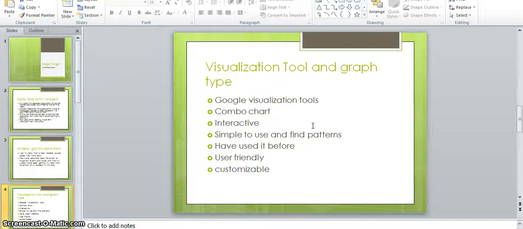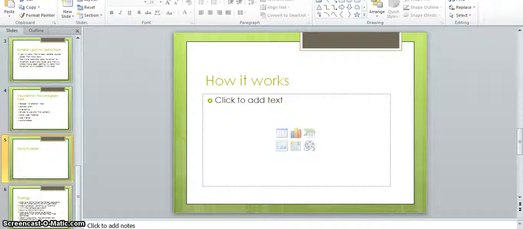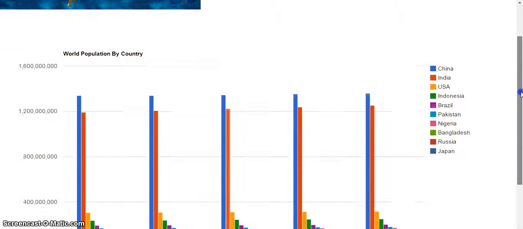And the visualization tool I have used and the graph type. I have used the Google visualization tool. It's called Combo Chart. I chose it because it's really interactive, it's really easy to use, and it's really simple to find patterns in the data. I have used it before, it's really user friendly, and it gives you HTML code so you can play around with the code and tweak the graph according to your needs and how it works. So let's get into the actual graph.